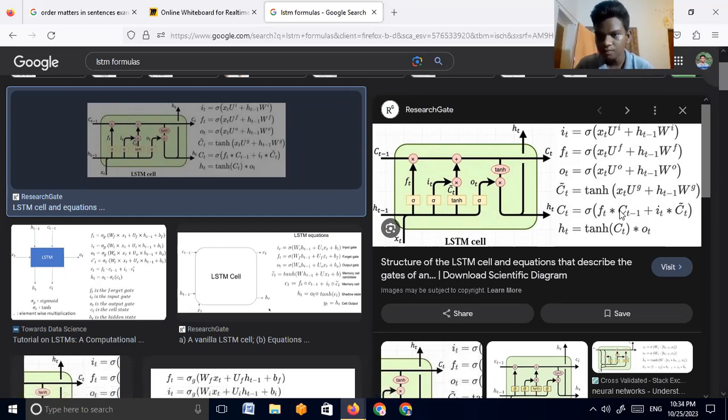So if ft is closer to 1, then more importance will be given to the previous word, right? If ft is less than 1 or very small, then ct minus 1 will be given lesser importance.